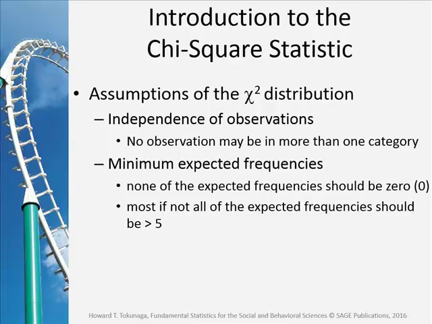A couple of assumptions in order to make this work. First of all, the observations have to be independent, which functionally means you can't be in multiple categories. You can't be both an alpha and a beta at the same time. You got to pick one. That's not helpful. You have to pick one. So no observation can be in more than one category.